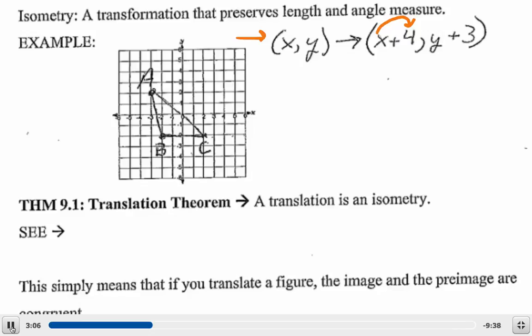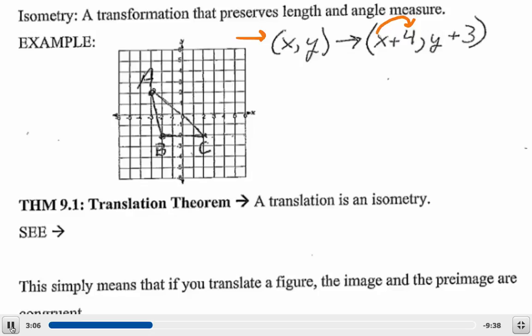All I've done is written down the points A, B, and C there, and their coordinates. For A prime, which is the new point, I'm going to add 4 to the x-coordinate. Negative 3 plus 4 is going to give me 1. And then 2, I'm going to add 3 to it, so that's going to be 1, 5. We're going to keep doing this. B prime is going to be negative 2 plus 4 is 2, and negative 2 plus 3 is 1. And C prime, 2 plus 4 is 6, and negative 2 plus 3 is 1. So 6, 1. And those are my 3 points.